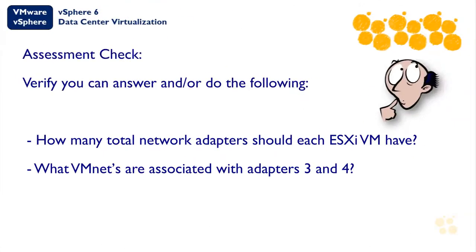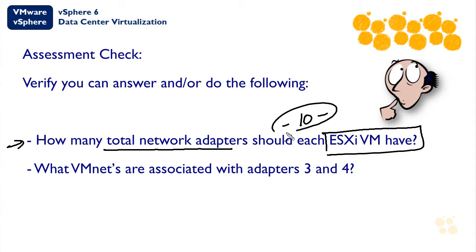It is quiz time, my friend, and the quiz is related to the lab that we are building as part of these nuggets. Question number 1, how many total network adapters should each ESXi virtual machine that we're creating in VMware Workstation have? And the answer is, my friend, 10. Good job. And it's not just a matter of having 10 network interface cards, it's also a matter of making sure that we have mapped those network interface cards to the correct VLANs, or the correct VMnets, inside of our VMware Workstation environment.